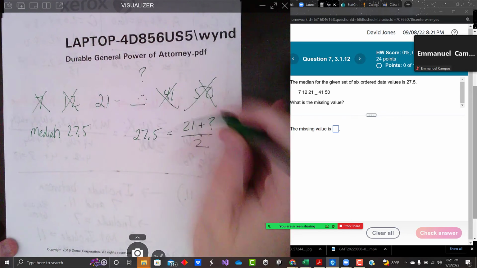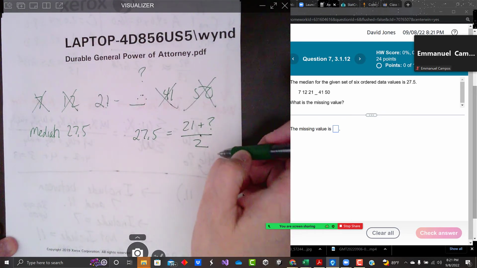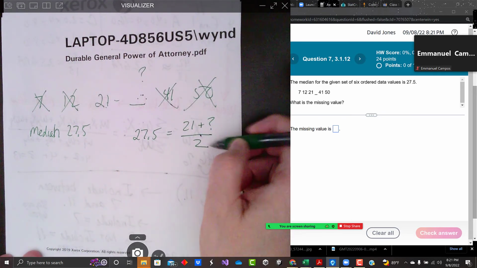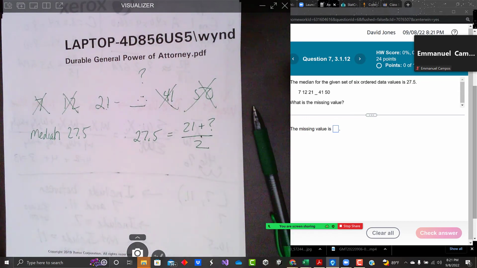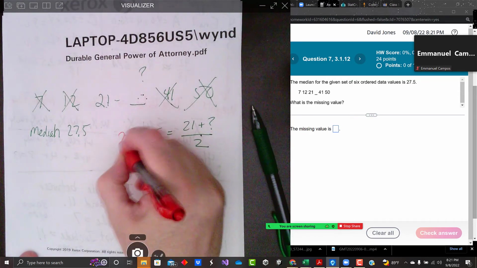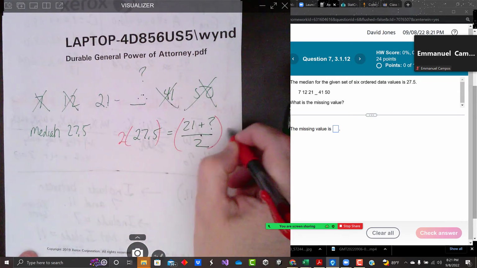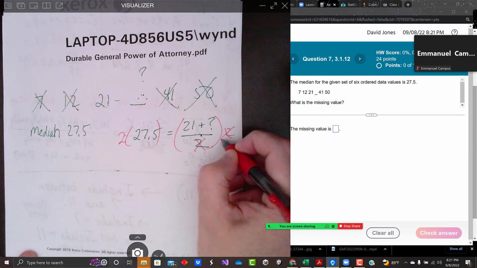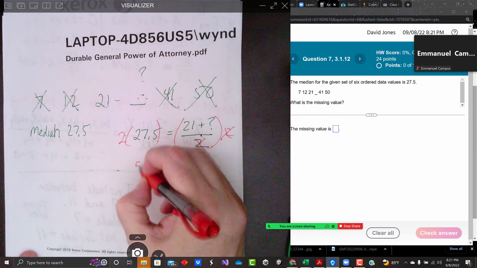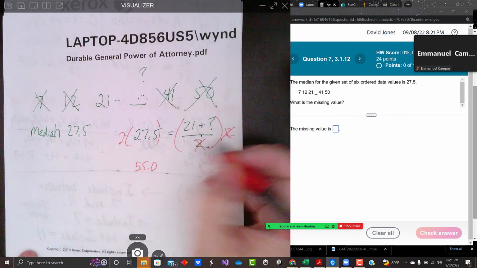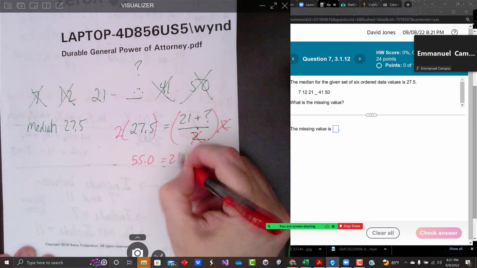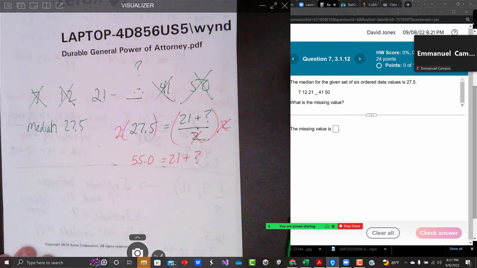This is if you're doing the support course, there's sections on how to practice on doing this. We multiply both sides by 2. That gets rid of the 2 on the bottom here. 2 times 27.5 is 55.0 over there. And I still got 21 plus question mark.